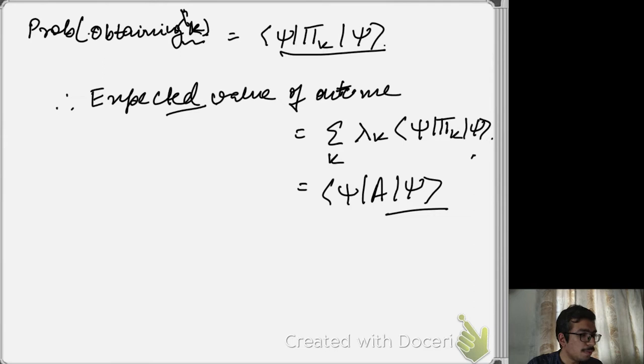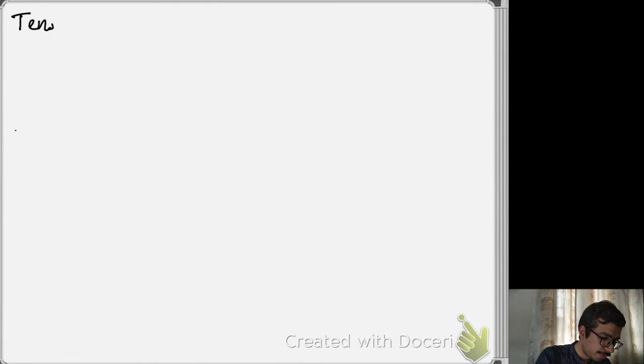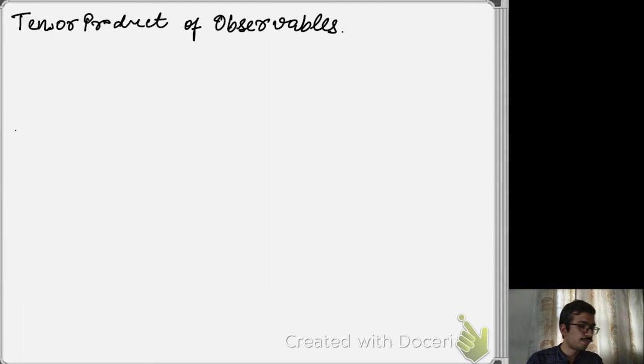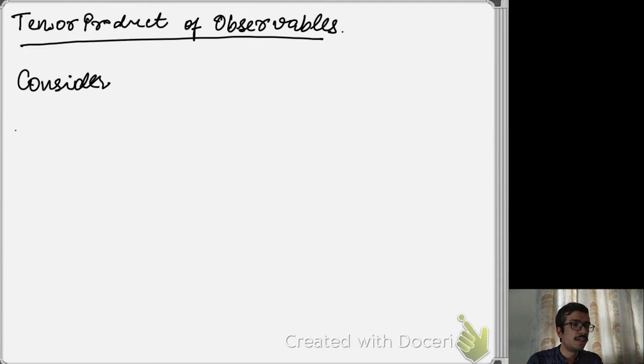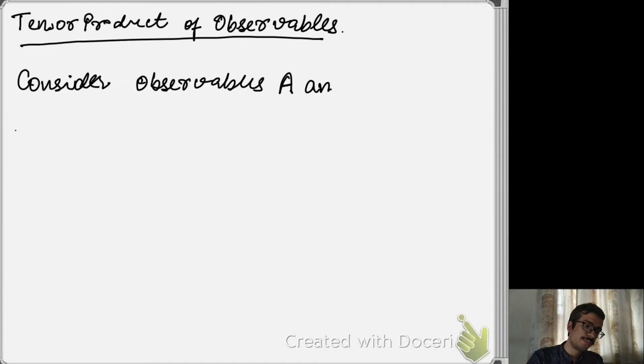Okay. And the next thing which I want to discuss is this idea of tensor product of observables. So let me continue. Consider observables A and B. An observable is what we just defined. It is a Hermitian operator, and we are considering measurements with respect to the projectors in its spectral decomposition. The corresponding eigenvalues for each projector form the value I receive when a given projector is measured. So now we consider observables A and B on Hilbert spaces HA and HB.